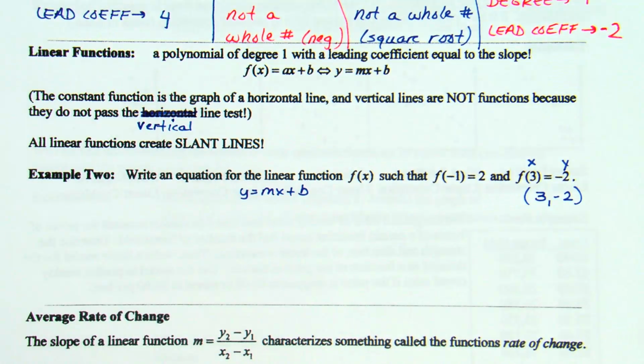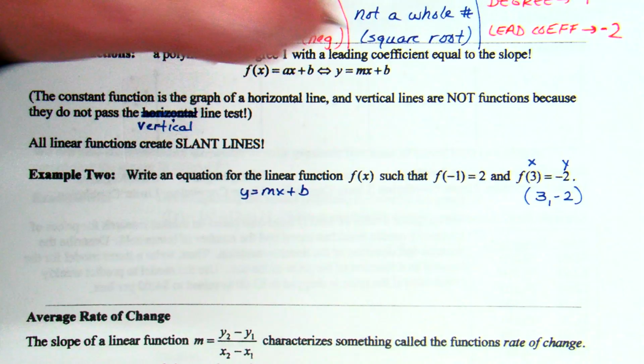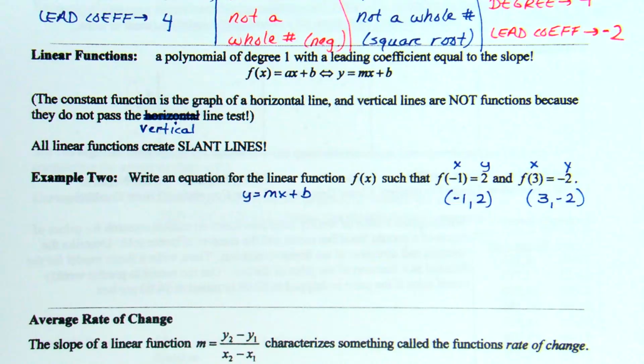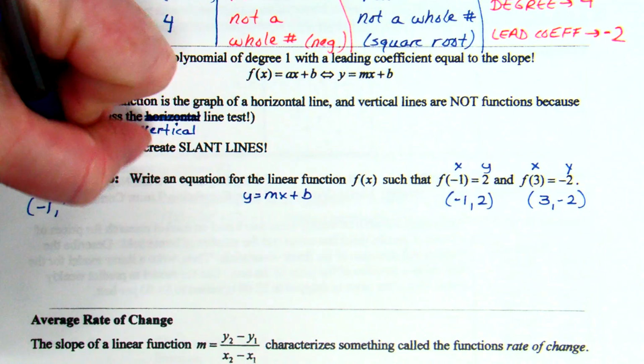What else are they giving me then? Another ordered pair, which is negative 1, comma 2. Now, if I ask you to write an equation using the ordered pairs negative 1, comma 2, and 3, comma negative 2, are we sounding a little bit more familiar? Does that sound a little Algebra 1-ish to you? Okay, so let me put my ordered pairs over here.